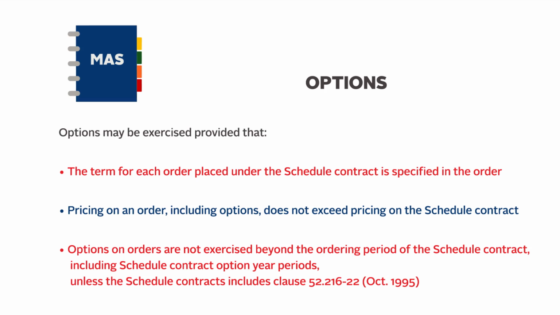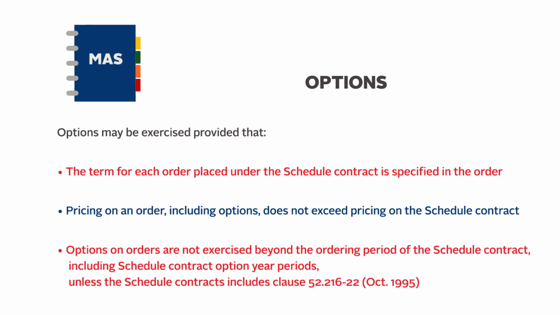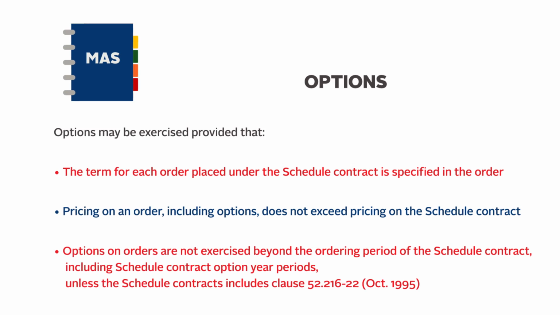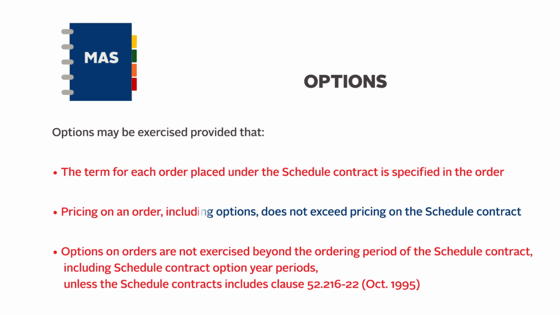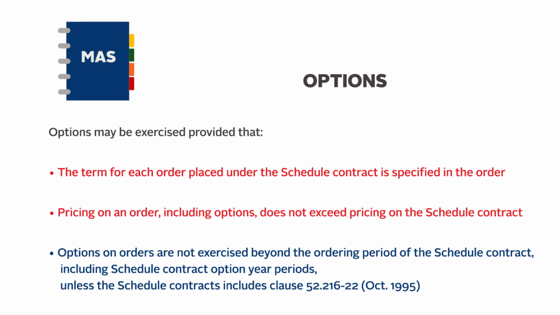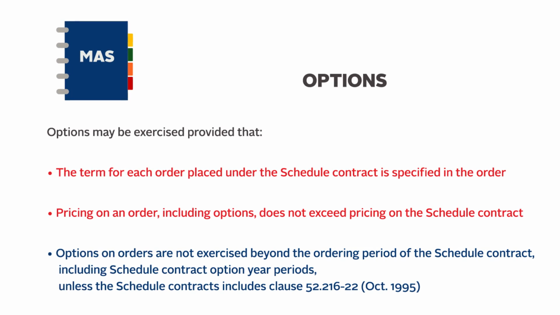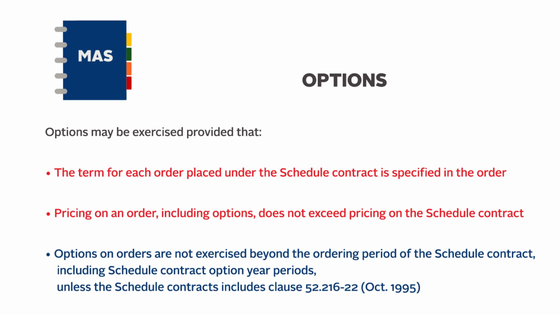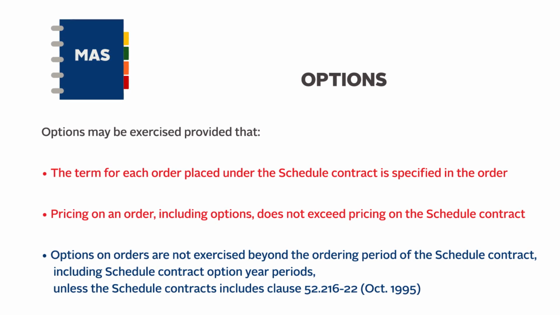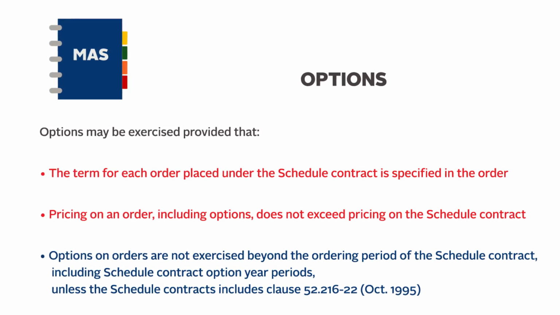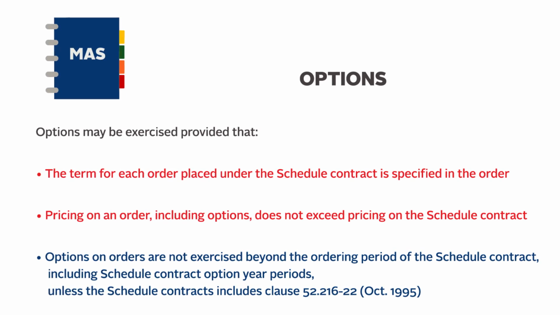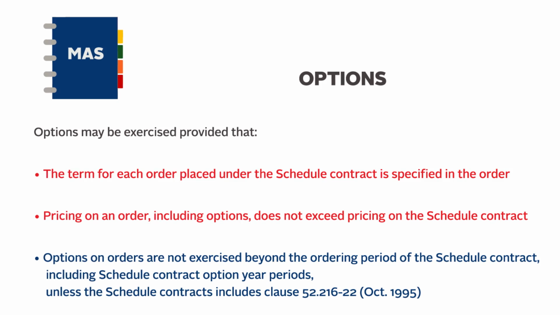Pricing for any order, including options, must be in place prior to the award of any order, including those extending beyond the schedule contract ordering period. And options on orders are not exercised beyond the ordering period of the schedule contract, including schedule contract option year periods, unless the schedule contracts include Clause 52.216-22, which provides a fill-in for orders to extend up to 60 months beyond contract expiration.